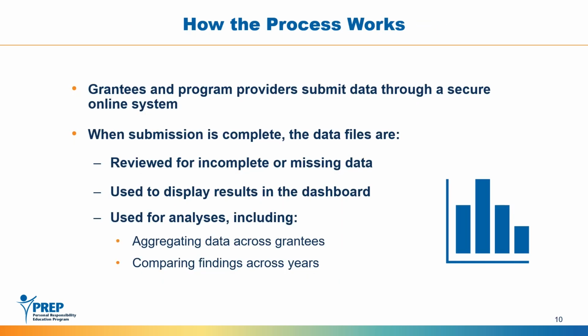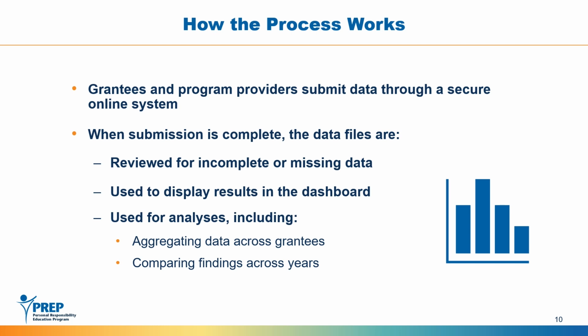During each data submission window, grantees and their program providers submit their performance measures to ACF through a secure online system. Details on this system and the submission process are available elsewhere on this website. But in brief, the process involves having one or more staff members log into the system and enter the required data on behalf of their grantee or program provider. Once data submission is complete, the performance measures data for all grantees are combined and housed in a single database. The data files are first reviewed for any missing or incomplete data and then made ready for use.